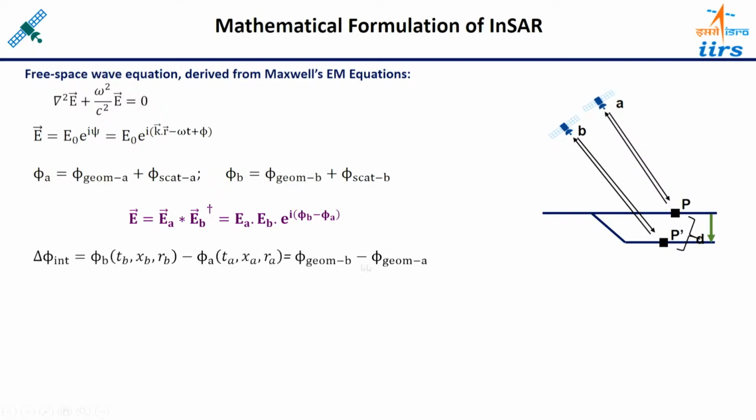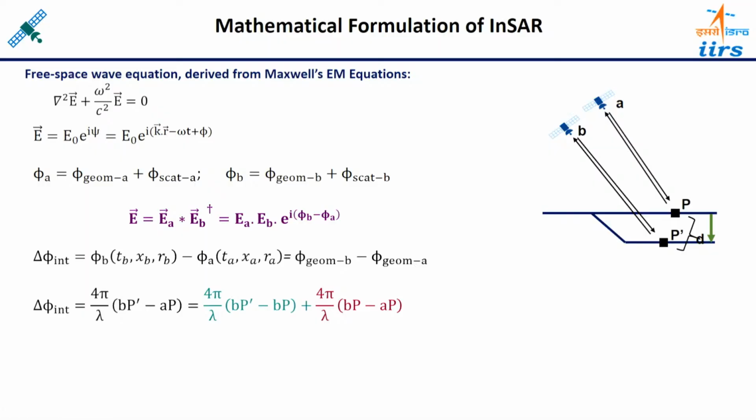Only the difference of geometric phase will be there. So phi B minus phi A means geometric phase of B minus geometric phase of A. This phase difference is nothing but delta phi. Here I have added the term INT. INT stands for interferometry. So you can say interferometric phase is nothing but the geometric phase of signal B minus geometric phase of signal A.